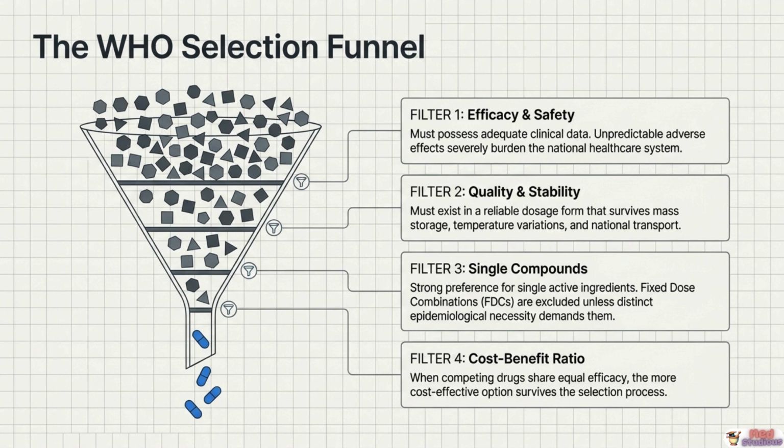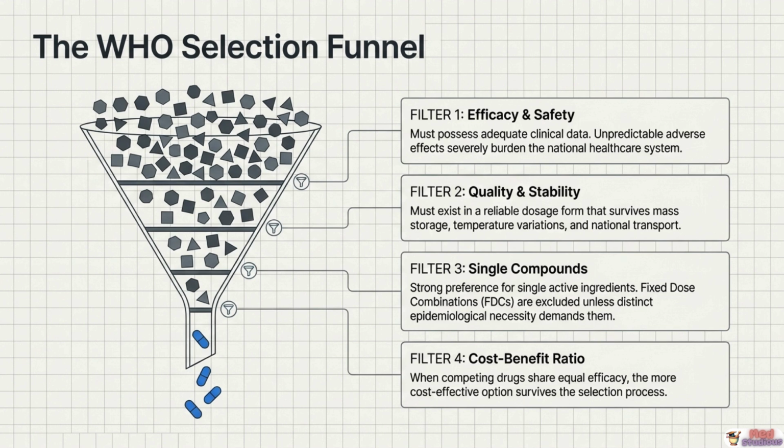Filter 1 is efficacy and safety. The drug must possess an adequate body of clinical data, ideally randomized controlled trial evidence, demonstrating that it genuinely works for its intended indication at an acceptable safety profile. Drugs with unpredictable, difficult-to-manage adverse effects are automatically excluded because they would create an unacceptable burden on a healthcare system that may lack the specialist capacity to monitor and manage complex toxicities.